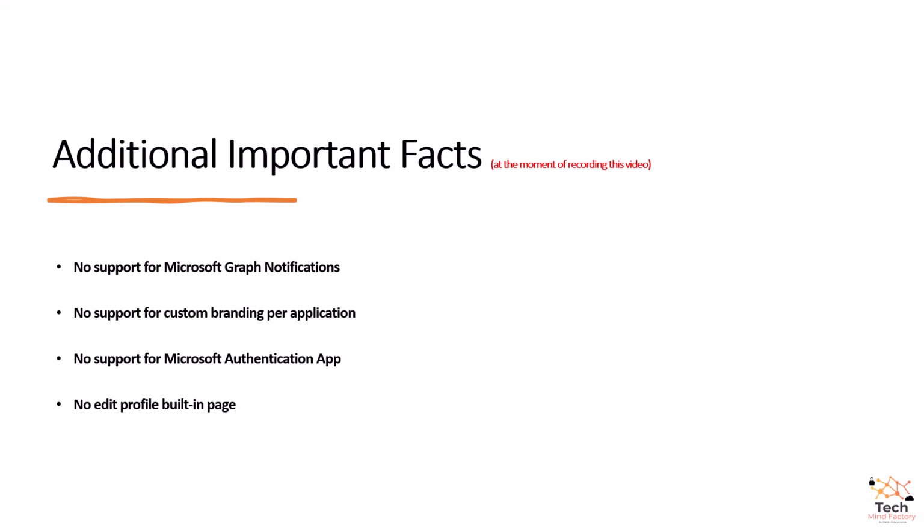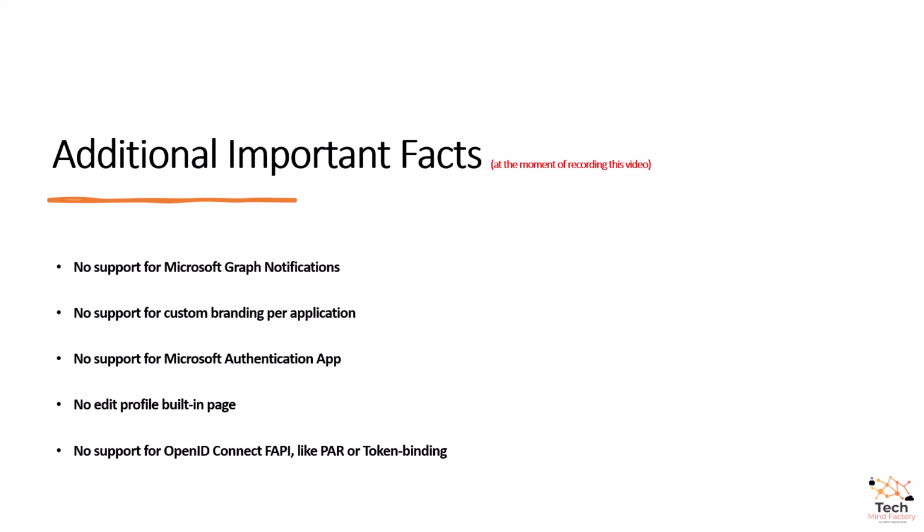An additional important fact to mention here is that with this approach, you cannot update custom attributes of the user. You can only update default attributes in the user profile. That's a big limitation, I think, because if you use some custom extensions and you store information there that can be changed by the user, you will not be able to change it using this approach, at least not at the moment of recording this video.